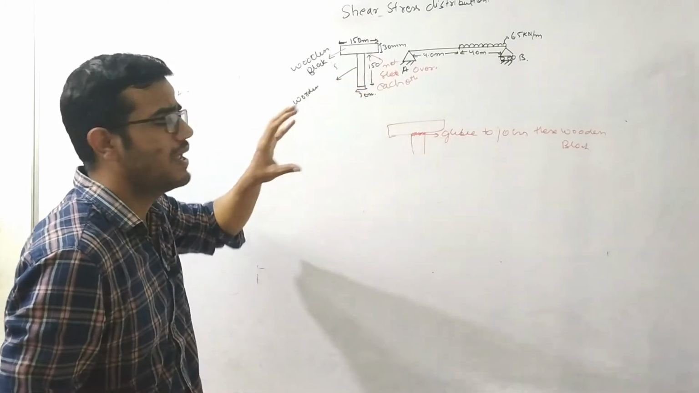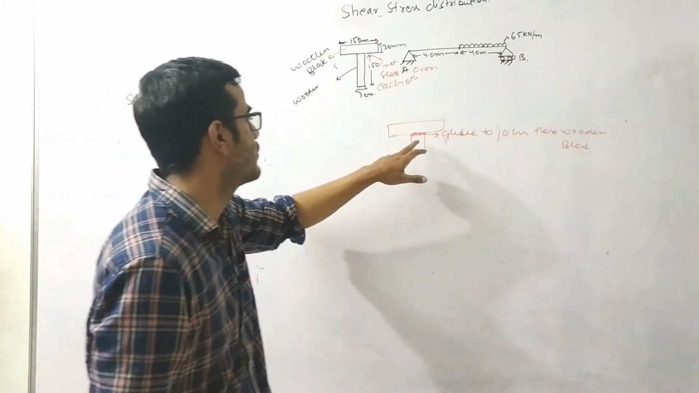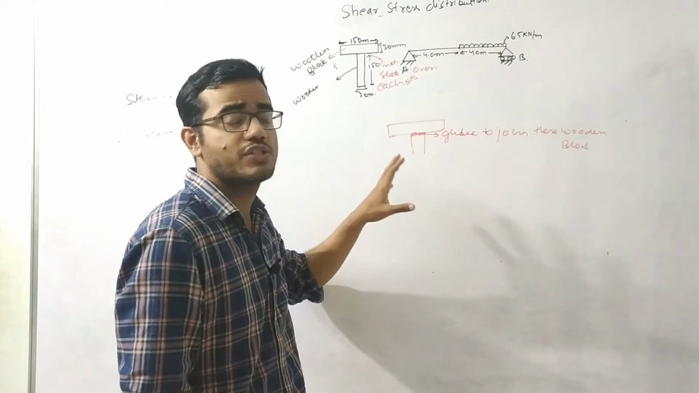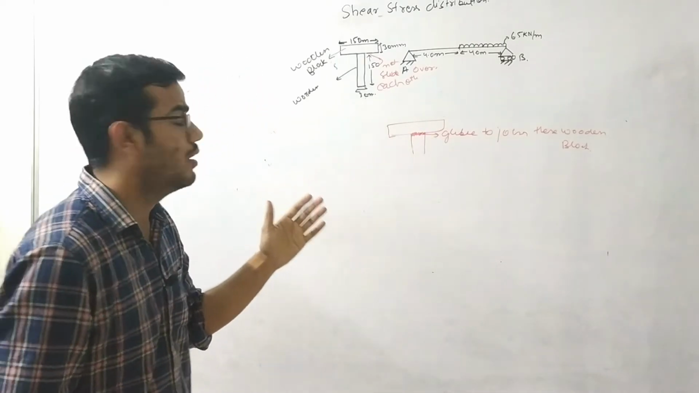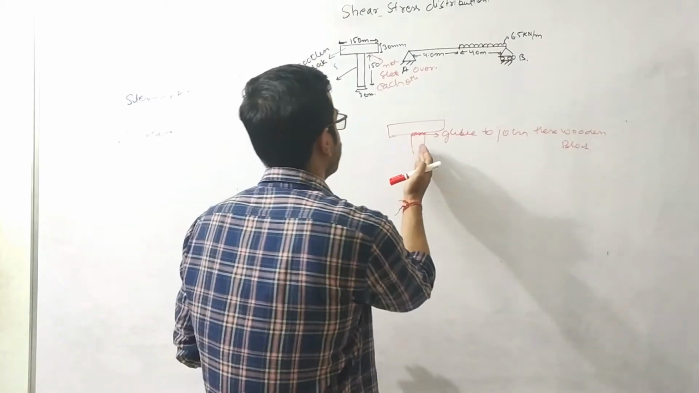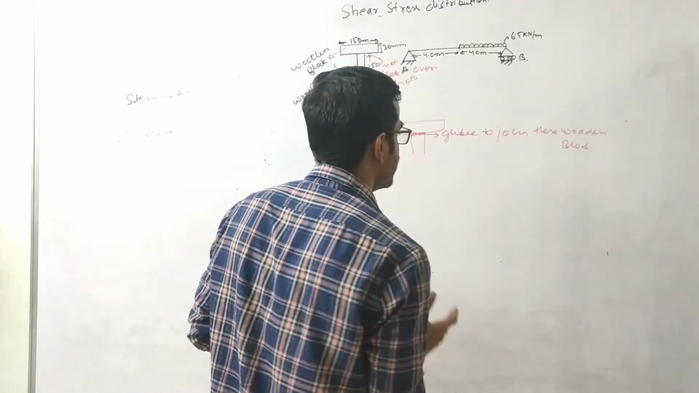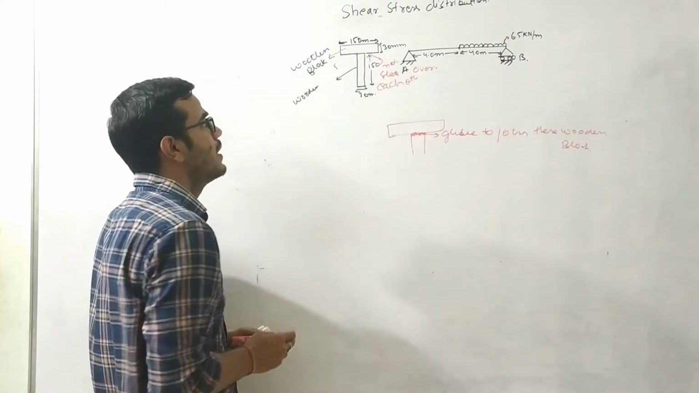To make it a single unit, I have applied some glue over here. Now I have to check how much shear stress is generating at this point. That is basically the concept of the horizontal shear stress, why we are calculating the horizontal shear stress. So we'll come to the problem.